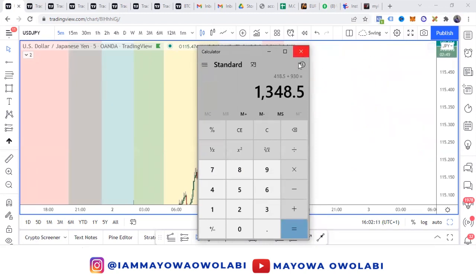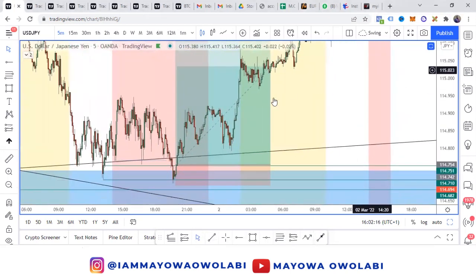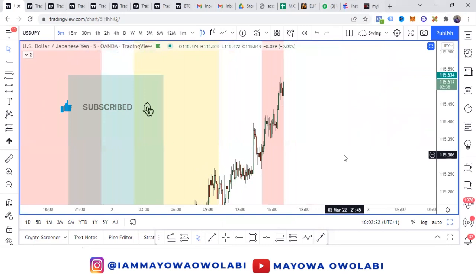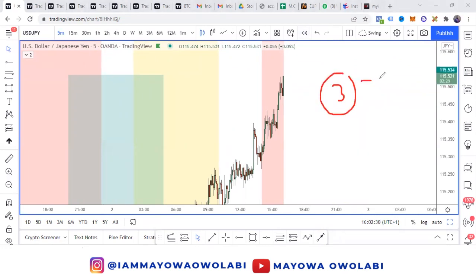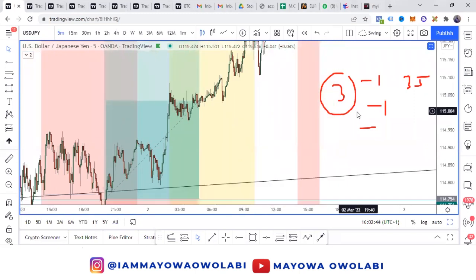So this particular trade right now is on 1 to 13. And we're good. So if I've taken 3 trades this week, and all the 3 trades hit stop loss, minus 1% each, that is 3%. So this is 1 to 13. So 13% minus 3, I'm left with 10% this week. That's all. That's how to be consistent.